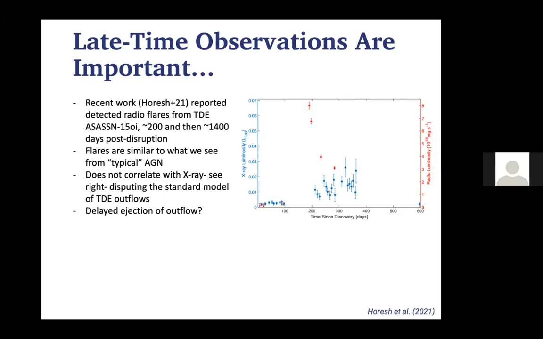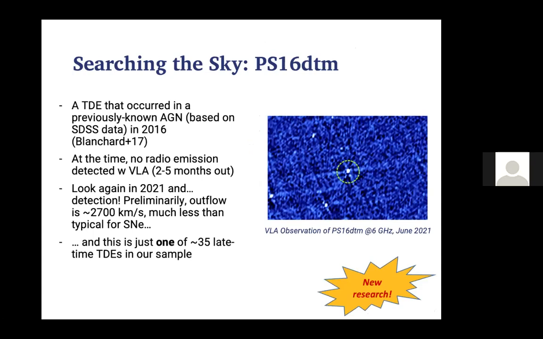Like this outflow, as I said, this is a process that takes a long time. Can you maybe have more radio emission that we're just completely missing right now because we're only looking at the initial flash and bang? The answer is yes. This is literally something I started 2 weeks ago, but it was really cool, so I wanted to tell you guys about it. There was a TDE called PS16DTM, which was very well studied because it was a previous AGN. So you could go into the Sloan Digital Sky Survey and even get a spectrum to see what's going on in this thing.